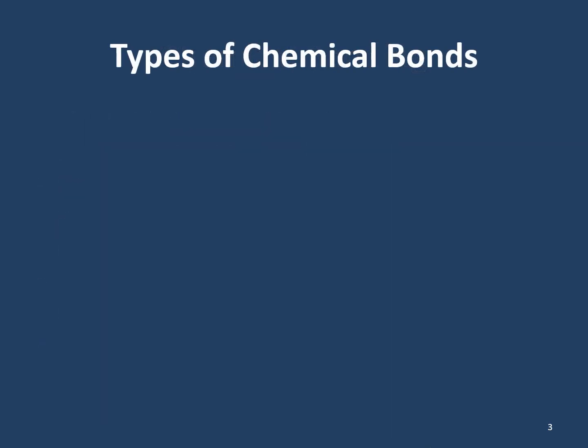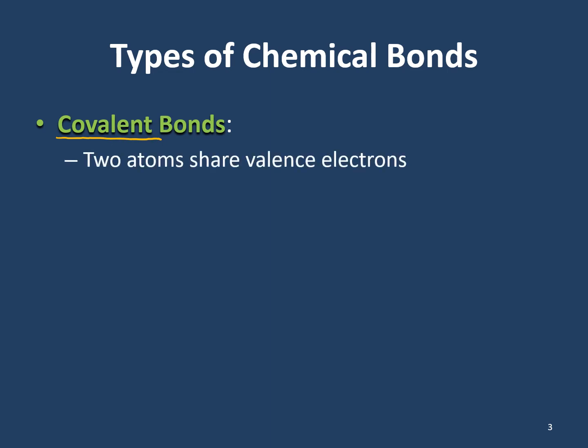So, types of chemical bonds. We've already covered 2 types of chemical bonds. One of them was the covalent bond. And back in chapter 2, we said 2 atoms are going to share electrons when they form a covalent bond. That's still the same definition, just now we've added a word in between share and electrons. Specifically, the atoms are sharing valence electrons, which is important.